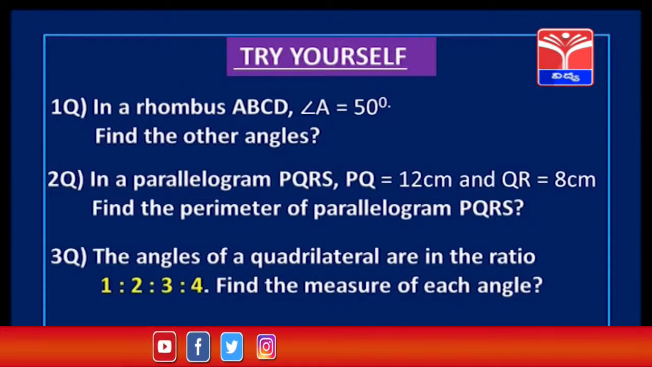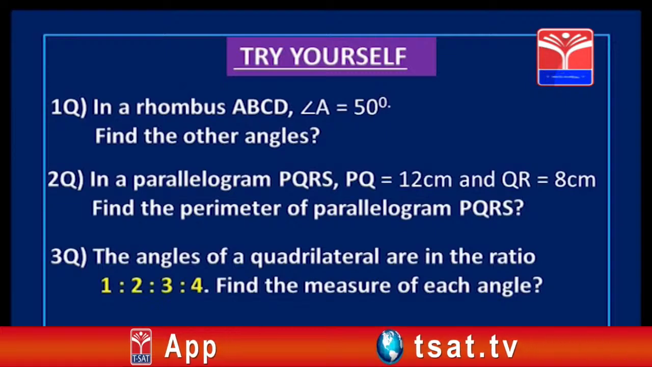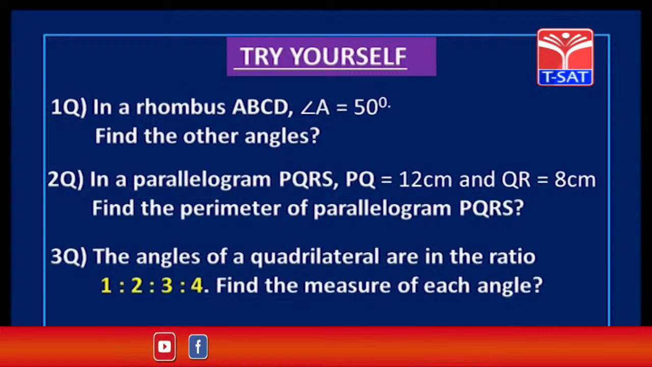The angles of a quadrilateral are in the ratio 1:2:3:4. You have to find the measure of each angle. See children, the first angle should be taken as x, second angle 2x, third angle 3x and fourth angle 4x, and you have to take the sum as 360 degrees. After getting x, you find the angles.